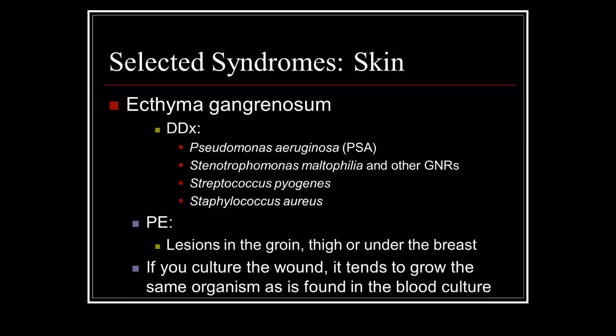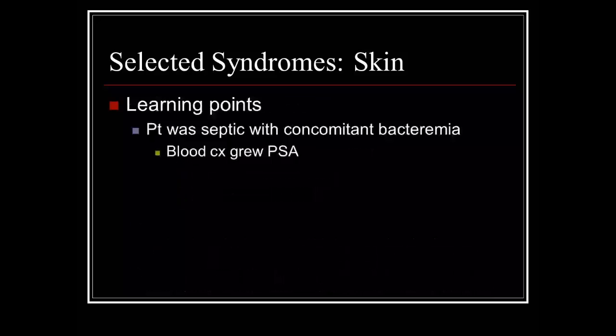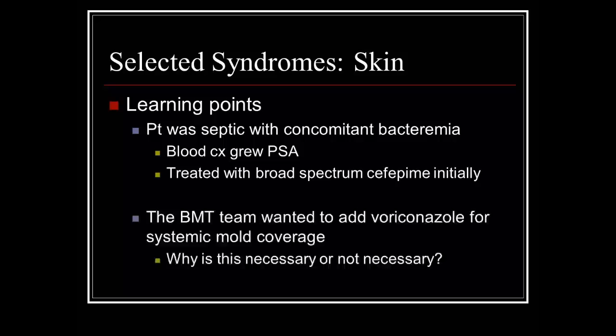You have to worry about the aggressive gram-negatives like Pseudomonas and Stenotrophomonas and the aggressive gram-positives like Streptococcus pyogenes and Staph aureus. Lesions in the groin, thigh, and under the breast. If you culture the wound, it tends to grow the same organism as in the blood. The patient was actually septic with Pseudomonas, treated with cefepime, as that's our go-to drug. The BMT team asked for voriconazole for mold coverage. We say, oh, maybe the black spot is for mold. Why is this necessary or not necessary?